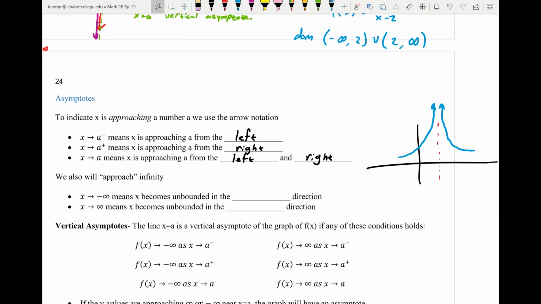And then x approaching infinity basically deals with end behavior, just like we were talking about with polynomials. So as x goes to negative infinity, that means x becomes unbounded in the negative direction. As x goes to negative 1,000, negative 10,000, negative 100,000, moving off to the left without ever stopping. And as x goes to positive infinity, that means x becomes unbounded in the positive direction.